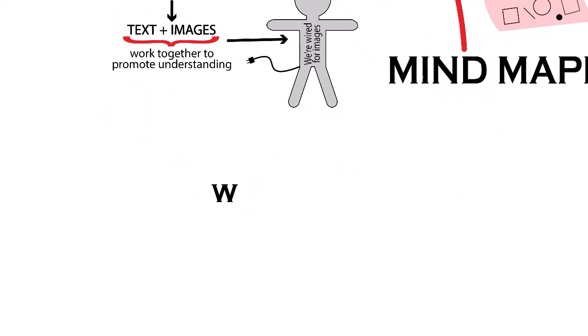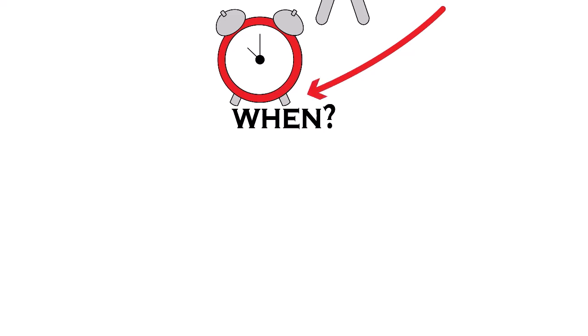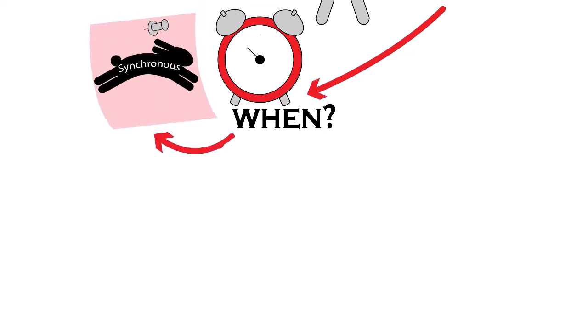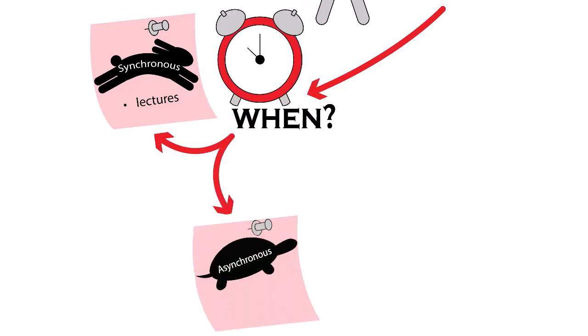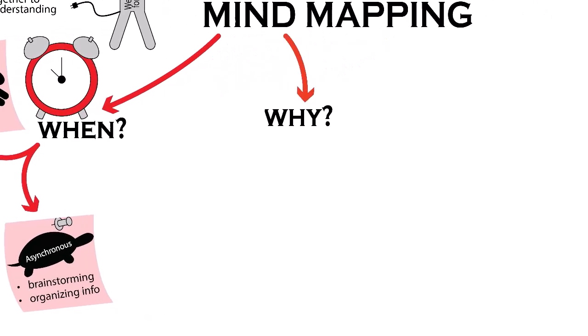The next question is, when do we create mind maps? Mind maps can be created in real time, or synchronously, to lectures and presentations. They can also be done asynchronously, either translating traditional lecture notes into a mind map after the event, or for brainstorming or organizing information like preparing to write a paper or listing tasks that need to be done at the beginning of a project. I'm calling this asynchronous and giving it a turtle icon because you can create them at your own pace.